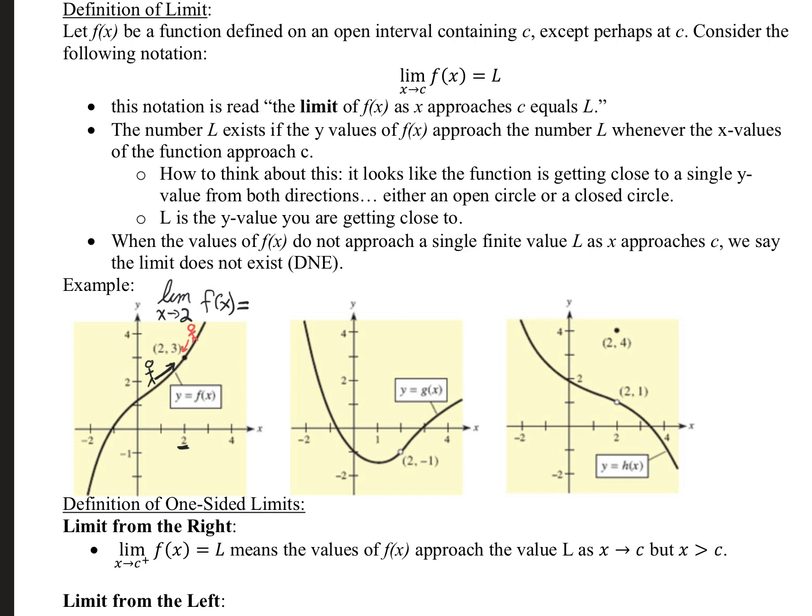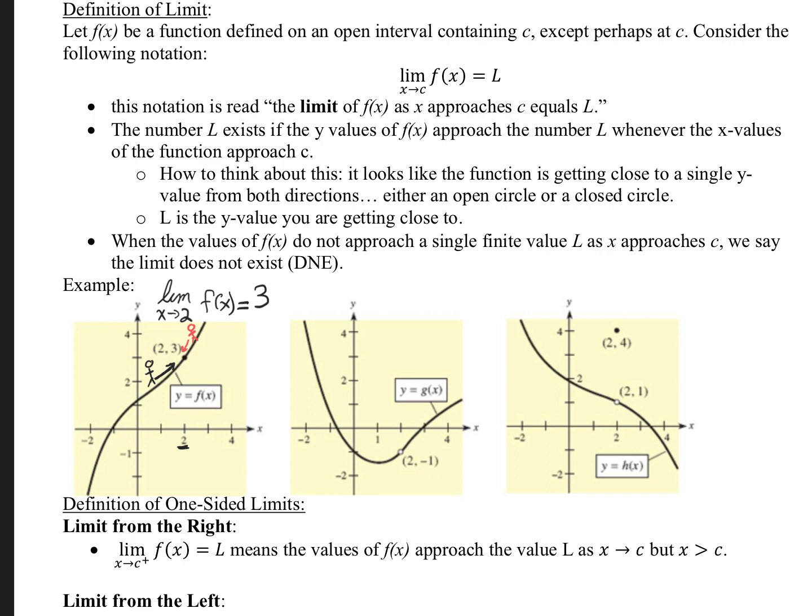The question is, are both of these people approaching the same point, or are they approaching different points? Is there a single y value that both individuals are getting closer and closer to? And in fact, there is. For this example, we see that both of our people are approaching 3. So we say the limit of the function as x approaches 2, you can think about that from either direction, would just be equal to 3 because that's the y value right here that we are getting close to.